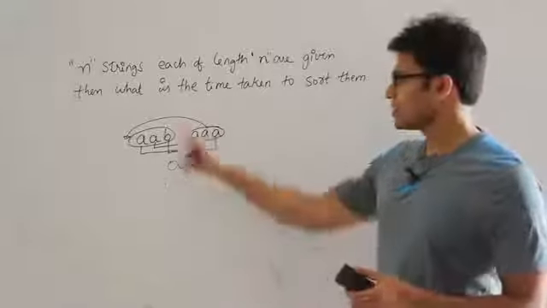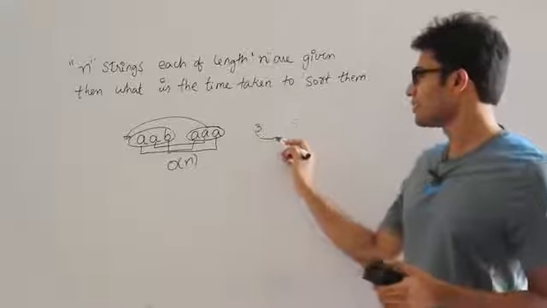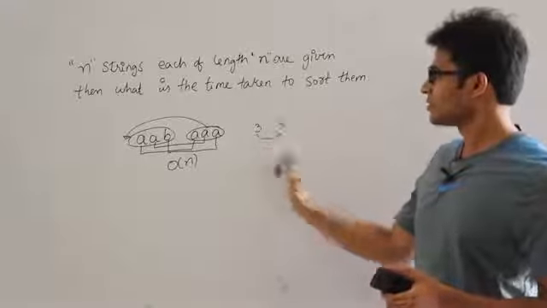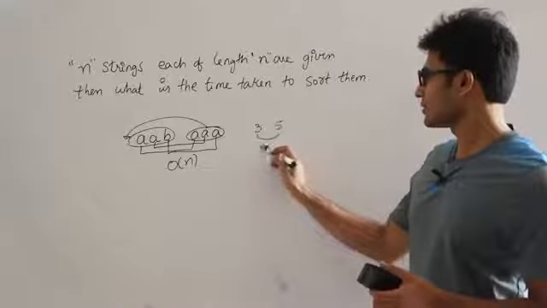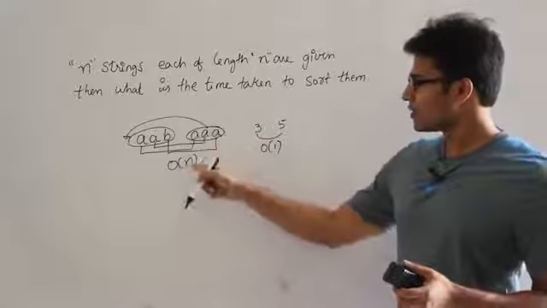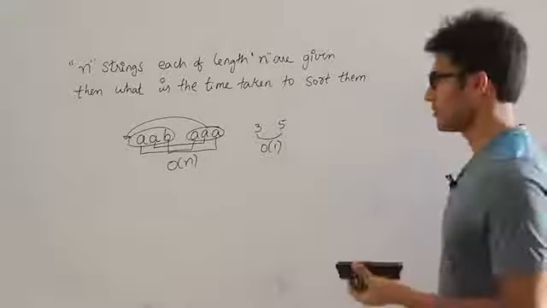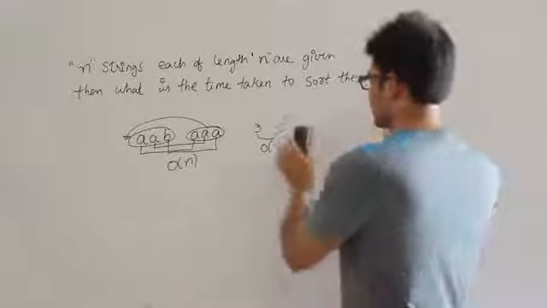If they had been numbers, if I have number 3 and number 5, how many comparisons do we need to find out which one is smaller? That is just order of 1. But here, in order to find out which one is smaller, I need order of n comparisons. Therefore, one comparison is going to take order of n time.